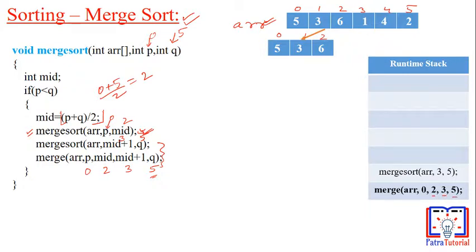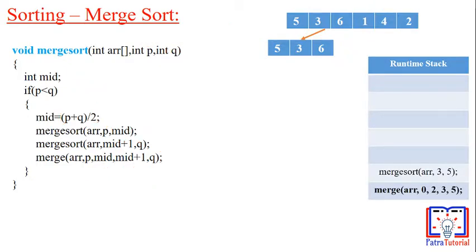Now I need to execute this line. Again I am calling the same function, now passing the parameters 0 and 2. Previously I called this function by passing 0 and 5, but now I am calling the same function by passing 0 and 2. So 0 and 2 are coming here. 0 is less than 2, condition satisfied, get inside the if block and calculate the mid. Now mid equals (0 plus 2) by 2, which is 1.